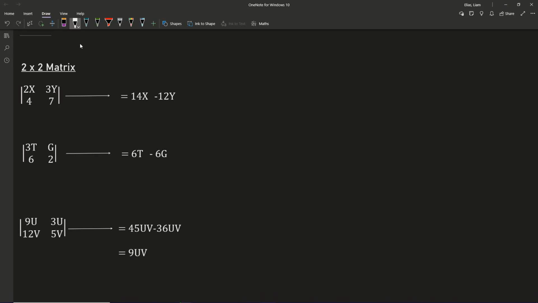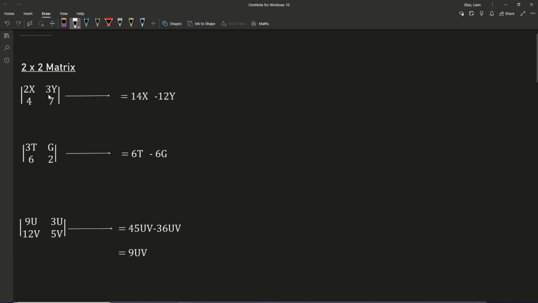Hello everybody. In this video, we're going to be going over how to find the determinant of matrices. Specifically, how to solve for the determinant of a 2 by 2 matrix, as well as how to solve for the determinant of a 3 by 3 matrix. We'll start with the 2 by 2 matrix because it's the most simple case.